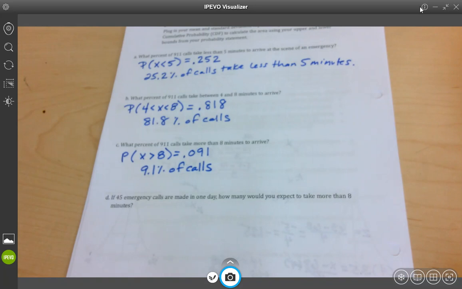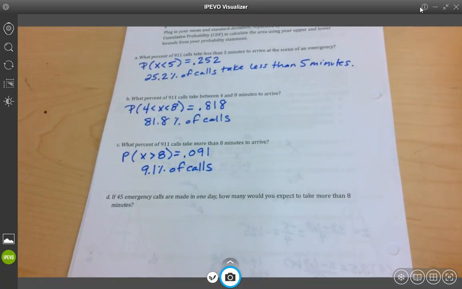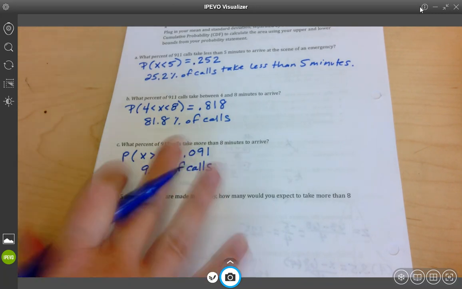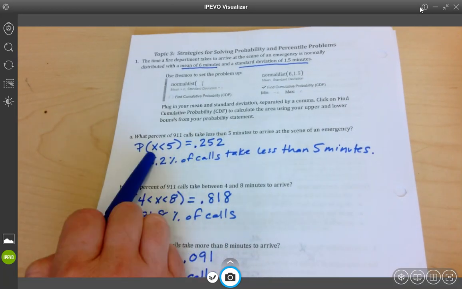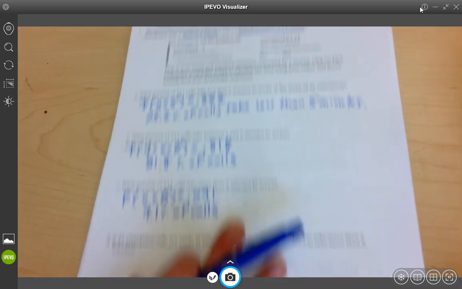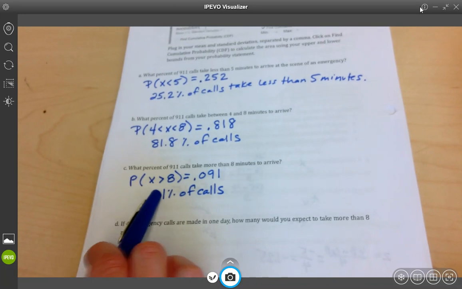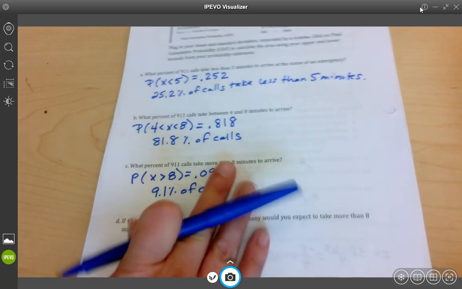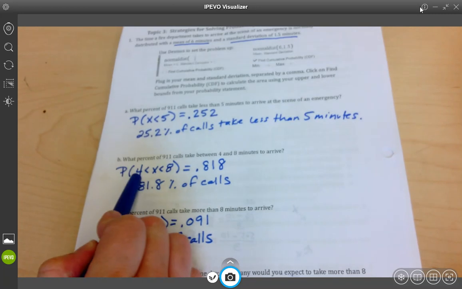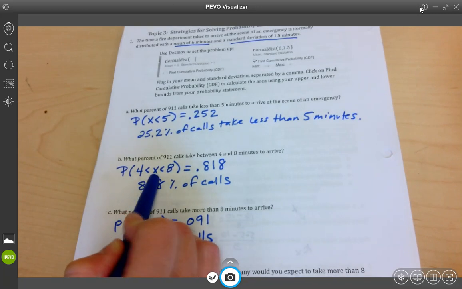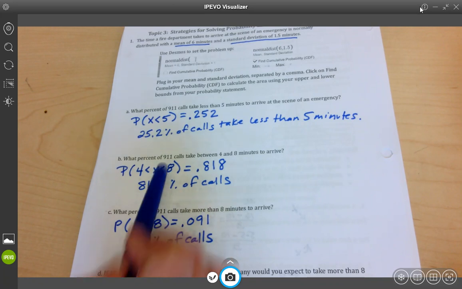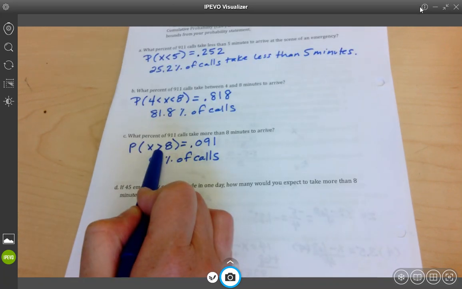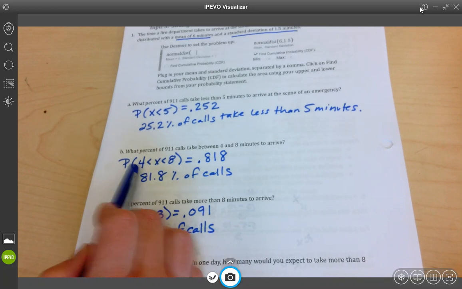What questions do you have before we go on to D? How to write the probability statement. Okay. So let's see. This one says takes less than 5 minutes, so that's x is less than 5 minutes. And this one says takes more than 8 minutes, so that's x is greater than 8. And if it's in between, what we're really saying is 4 is smaller than x, and x is smaller than 8. So that's how we say that x is between the two numbers. So it's never going to be greater than, only if it's a single one like this, right? But not if it's in between. If it's in between, it's always going to be these symbols.